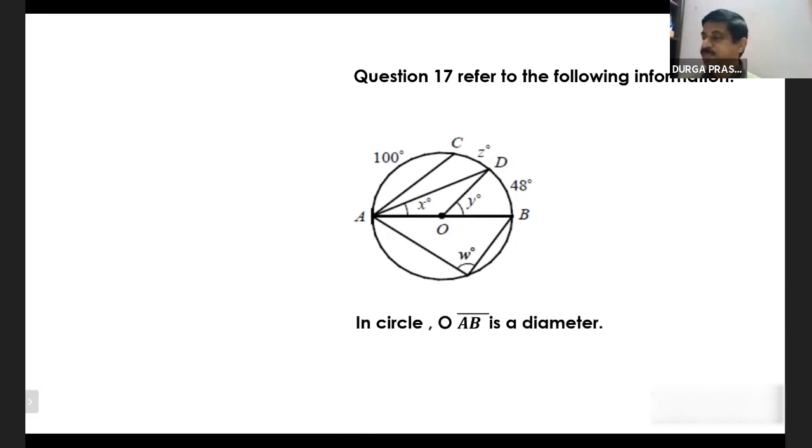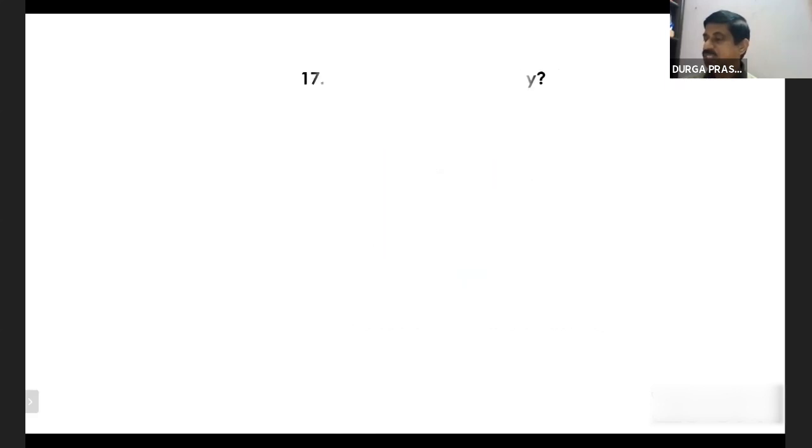Question 17. Refer to the following information. See, arc length L is 48 and CD length is, taking A as center, it is Z. AB is a diameter as it is passing through center, so W should be 90 degrees because it is an angle in a semicircle. So let us see what he is asking.